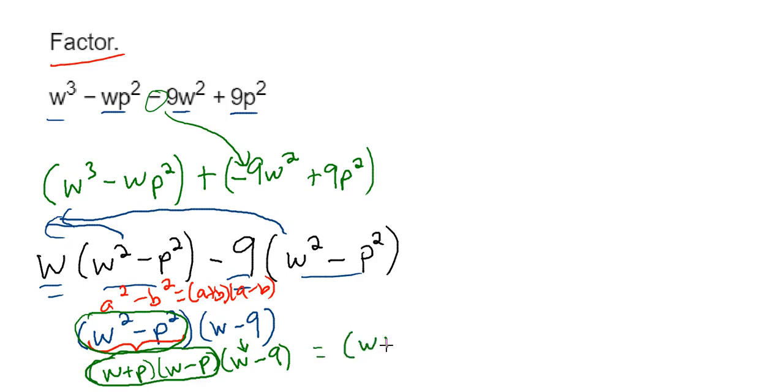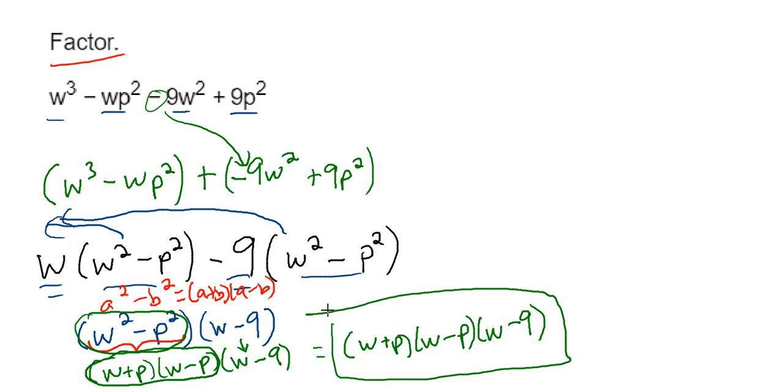So I'll just write it one more time over here. w plus p, w minus p, and then w minus 9. All right, and so that would be my final answer.